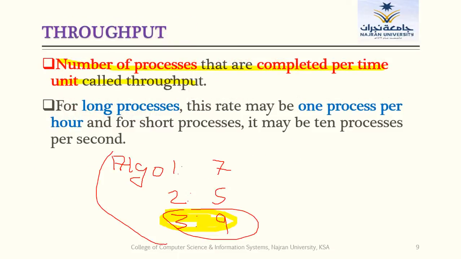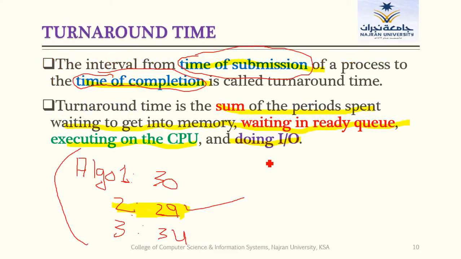Then we have throughput, the number of processes that are completed per unit time. The algorithm which is completing more processes in less time will be the better algorithm. Suppose here I gave one example, we have three algorithms. Algorithm 1 is completing 7 processes in 10 seconds. Algorithm 2 is completing 5 processes in 10 seconds, and algorithm 3 is completing 9 processes in 10 seconds. So which algorithm will be best? Algorithm number 3.